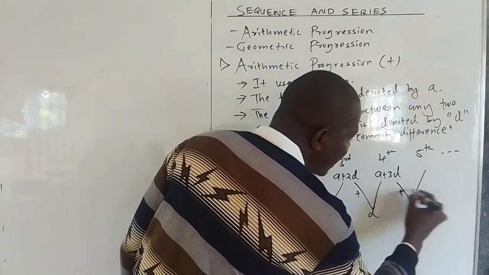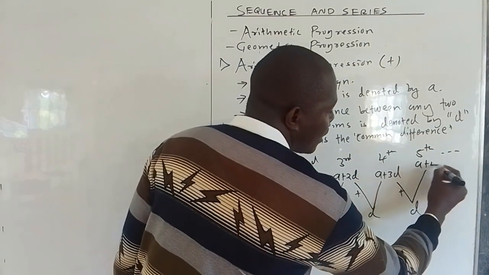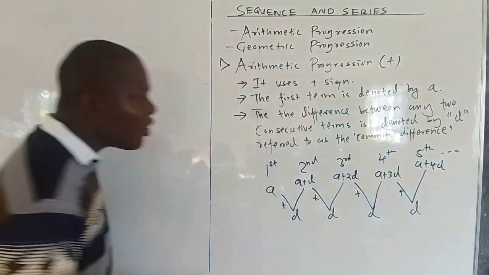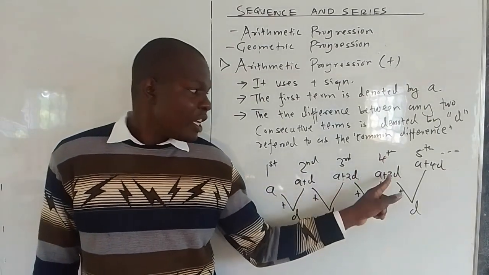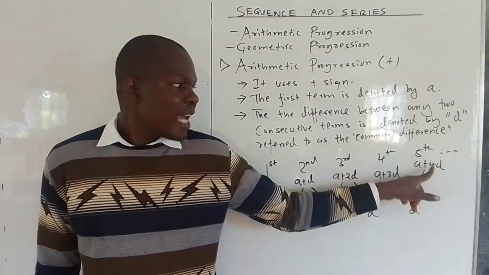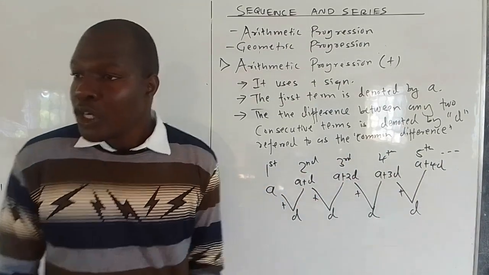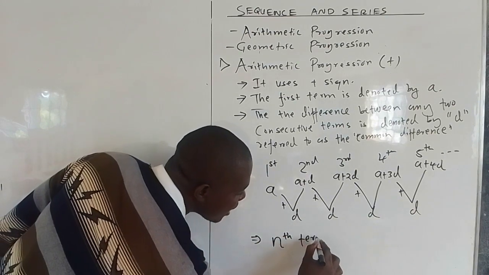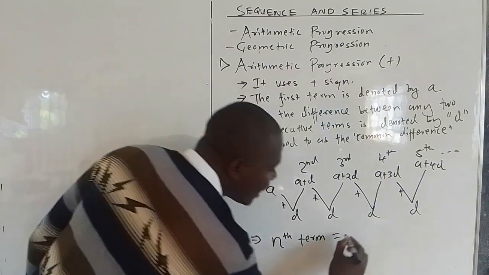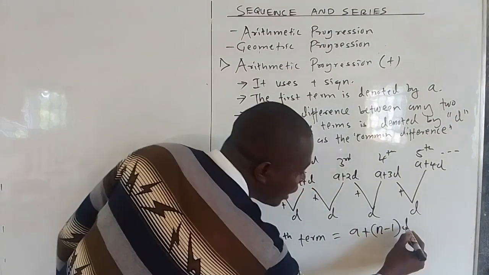Then for you to get the next term, you have A plus 3D plus D, you get A plus 4D. Now, if you look at that, you are able to see, when you are dealing with the fourth term, it is 3D. When you are talking about the fifth term, it is 4D. When you are talking about the third term, it is 2D. So the conclusion you can make is that the nth term will be A plus n minus 1 into D.